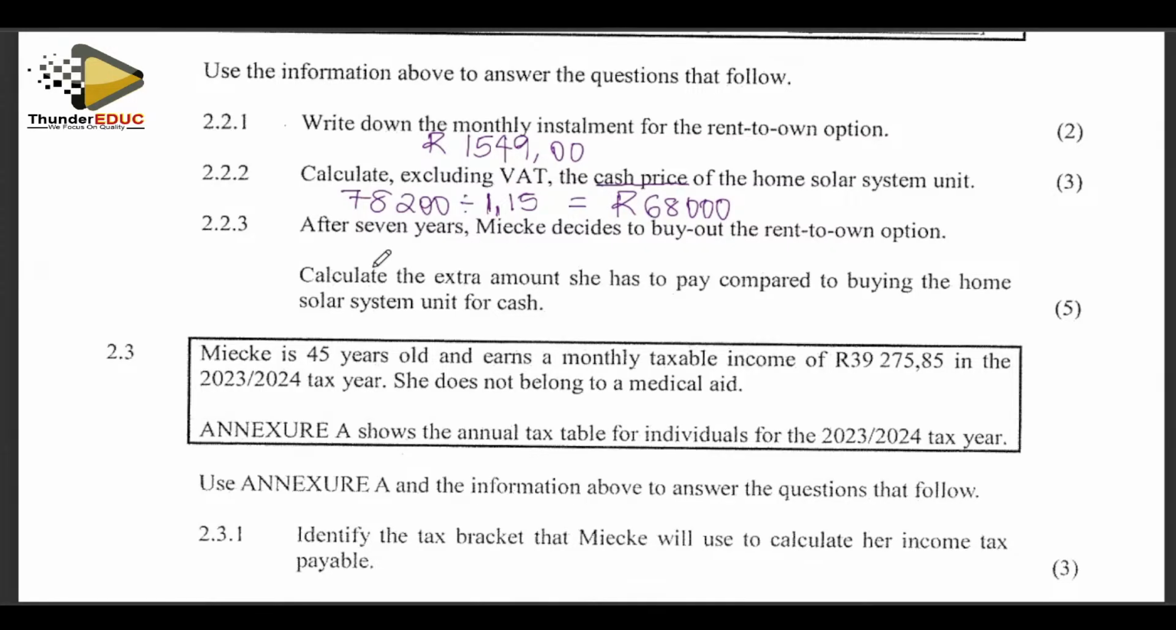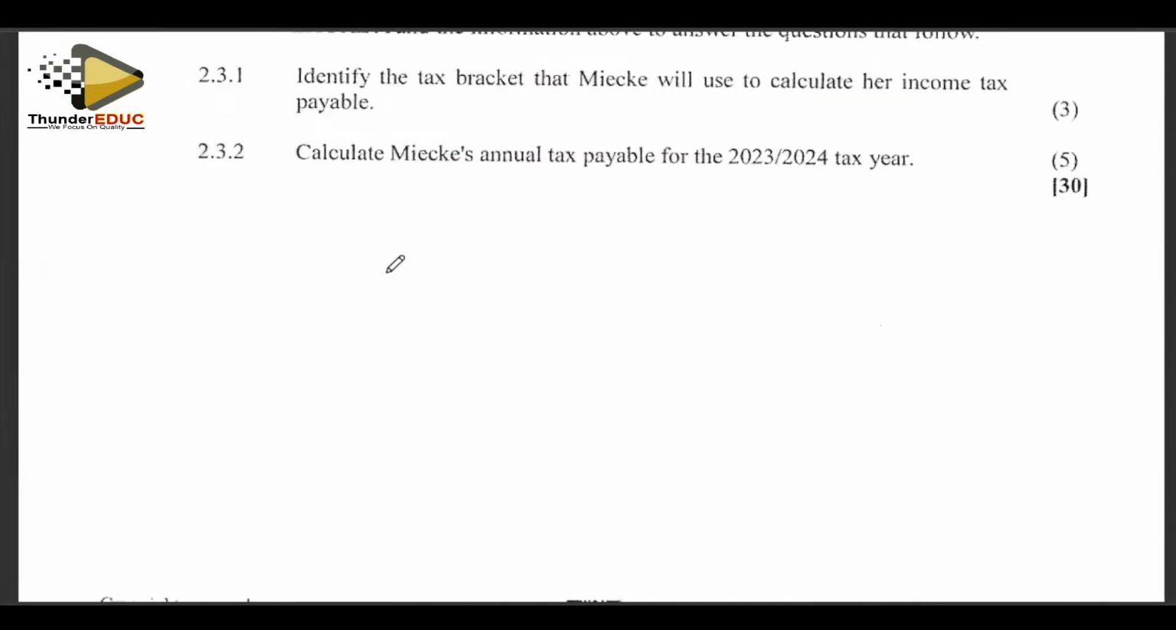After 7 years, Mikey decided to buy out the rent to own option. Calculate the extra amount she has to pay compared to buying the home solar system unit for cash. These are 5 marks, but then you have to keep something in mind: how much extra amount we are looking for. Okay, allow me to do this now. We shall come down here. Let's use this.